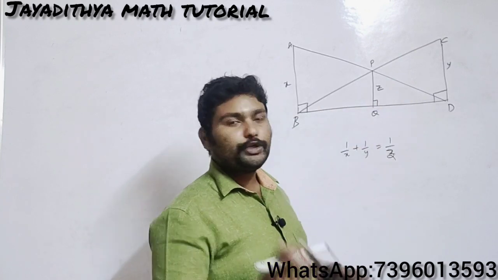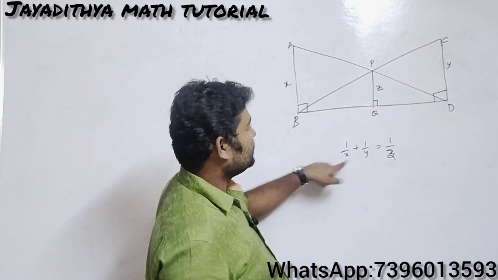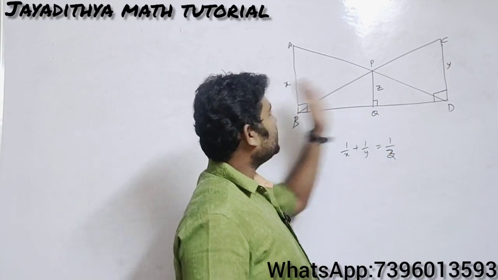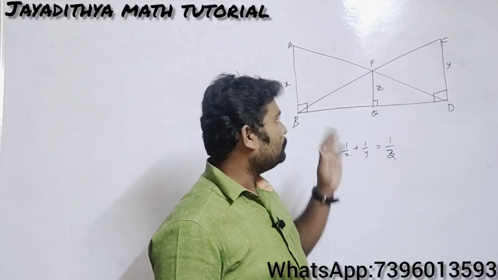So from the figure, what you need to prove is 1 by X plus 1 by Y is equals to how much? 1 by Z. 1 by X plus 1 by Y is equals to 1 by Z. You need to prove this one.